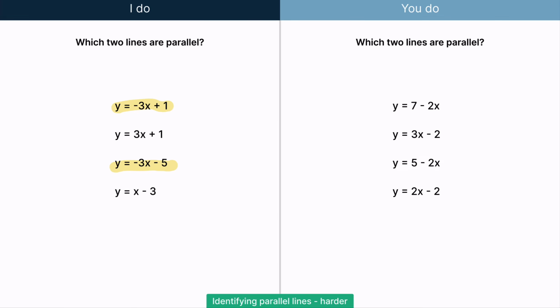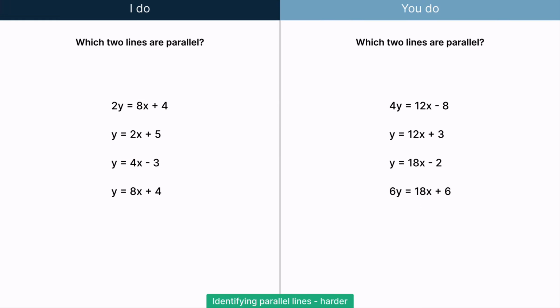Again, hopefully you've pressed pause and had a go at the example on the right. So you're looking at the x terms. If I just underline them, and look at all these x terms, there are 2 that are the same. That is going to be this one here and this one here. They are both -2. This one here is a +2. So my final answer, if I highlight it, is that one there and that one there. These 2 lines are parallel.